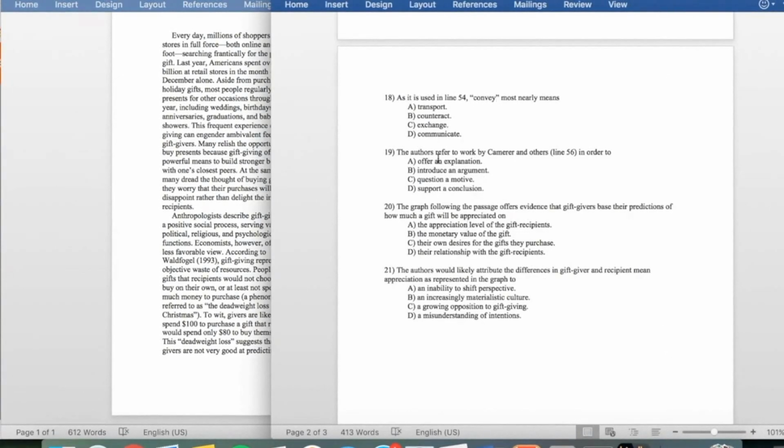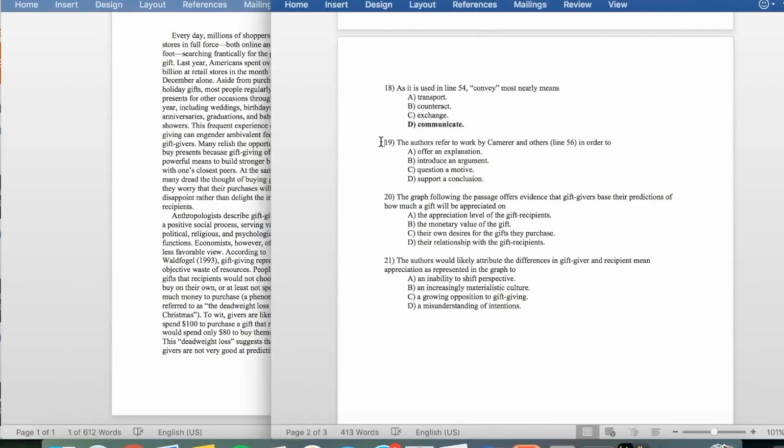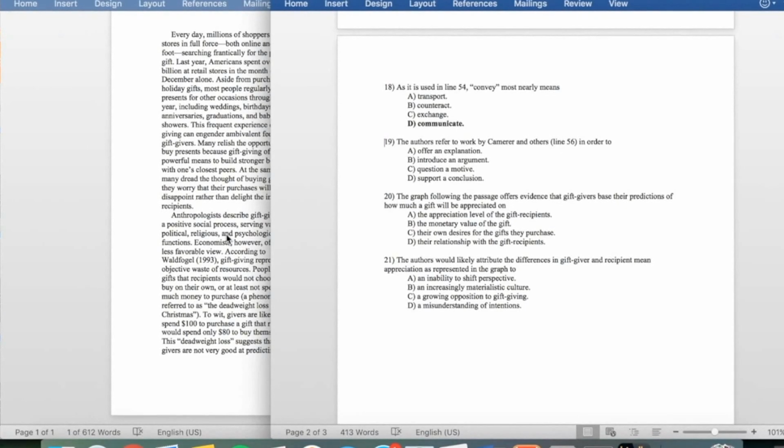So let's see if one matches, and D, communicate, does match. So D is going to be our answer, communicate. A, transport, is also kind of that messenger type of thing, but you don't transport a thought. B, counteract, is the exact opposite of what we want. C, exchange, implies a two-way street, and there's really just a one-way street in giving a gift. So D, communicate. Okay, question 19 now. The authors refer to work by this other author in order to A, B, C, or D. So let's look at this line and see what it's actually talking about.